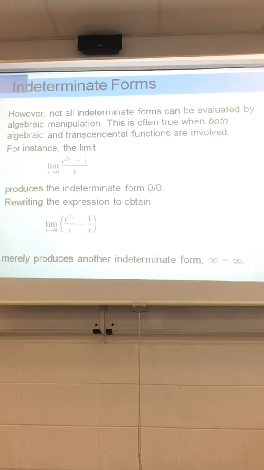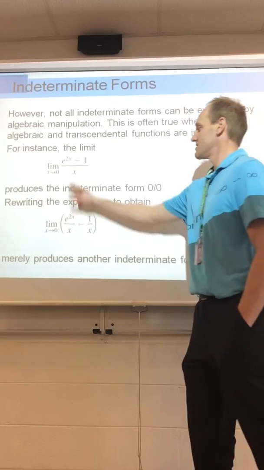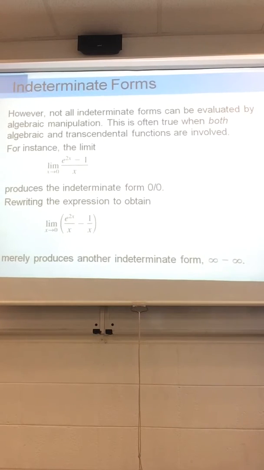Now, what about this one? e to the 2x minus 1, over x. If you look at this, we want to find the limit as x goes to 0. If I do that, I get 0 on top and 0 on the bottom. So a lot of you probably say, well, let's split this up, right? Well, what's e to the 2x divided by x? Does that tell us anything? No. Okay, so we can't always use those methods we learned.